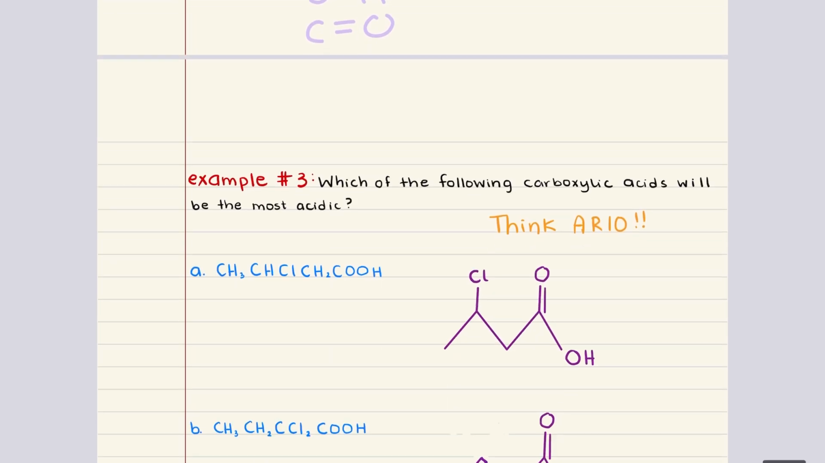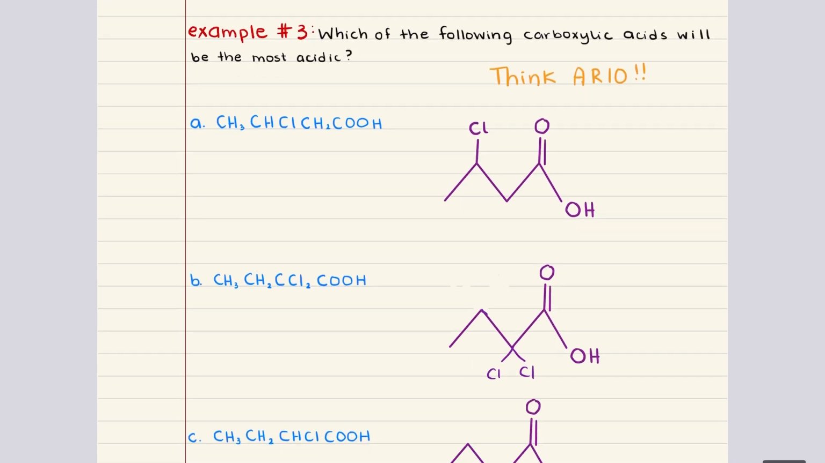Let's move on to problem 3. Problem 3 says, which of the following carboxylic acids will be the most acidic? Whenever we're asked about acidity, we want to think about what stabilizes the conjugate base. In other words, after the carboxylic acid donates a proton, what makes the resulting negative charge more stable?